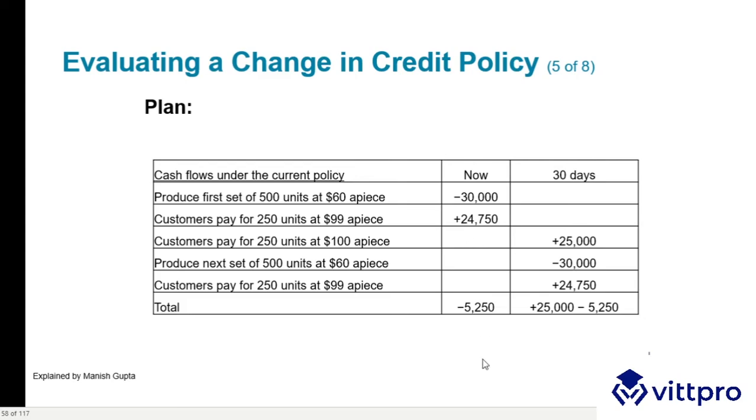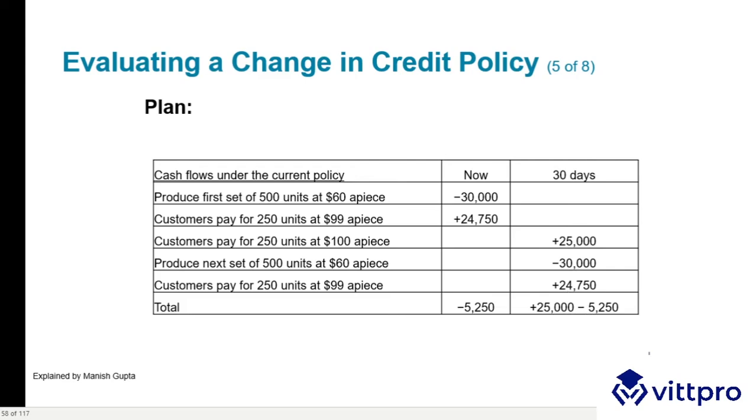So your investment at this point of time is only $5,250. At the end of 30 days you are getting 25,000, but you are again paying 30,000 for the 500 units, and half of them you will sell immediately, 250 units, so you get 24,000. So basically you will be able to get around $19,750 at the end of 30 days.